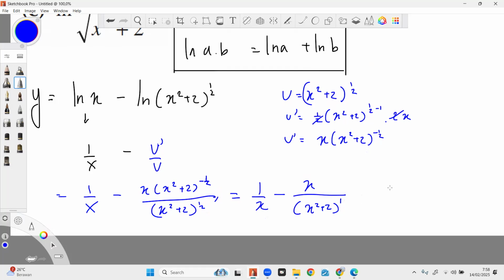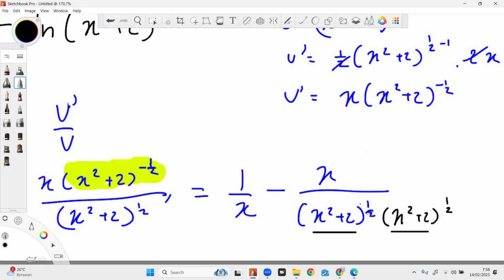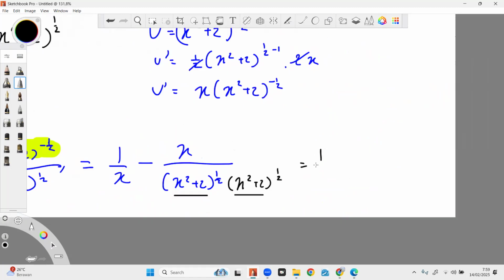Get the logic? No? Okay, another way. X squared plus 2 power half. And you put this down. The negative power will be positive. So becoming x squared plus 2 power half. They share the same base. And half plus half becomes 1. Then, as simple as this. That's all. Right? Power 1. Let it be.